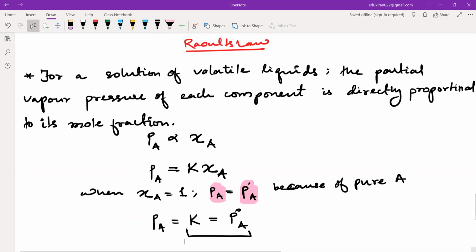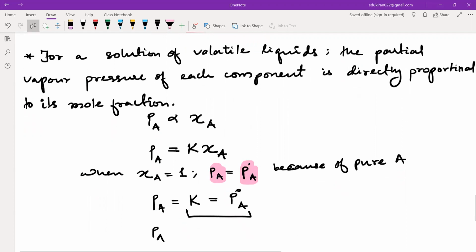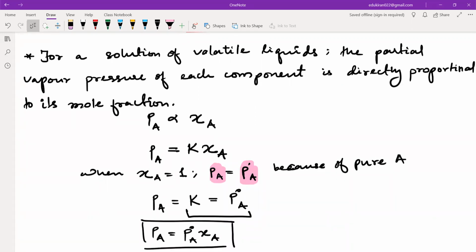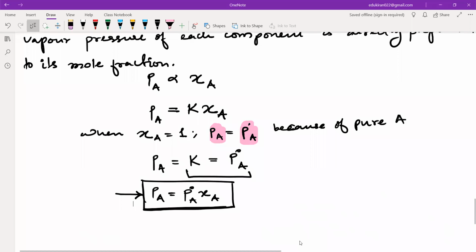And hence you can write PA is equal to P naught A chi A. So this is the result of Raoult's law. For a solution of volatile liquids, the partial vapor pressure of each component is directly proportional to mole fraction, and from directly proportional to mole fraction, we come to this equation that partial pressure is equal to the pure vapor pressure into the mole fraction. Can I move on? Yes or no? Please tell me.